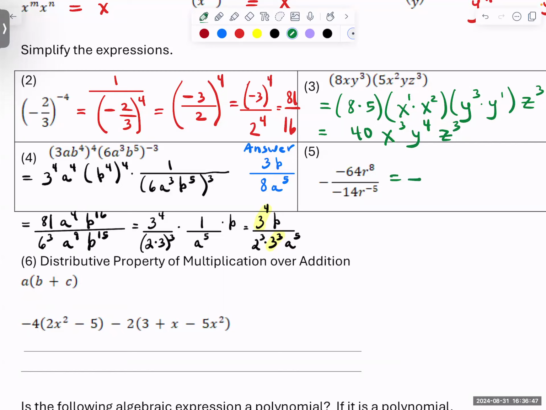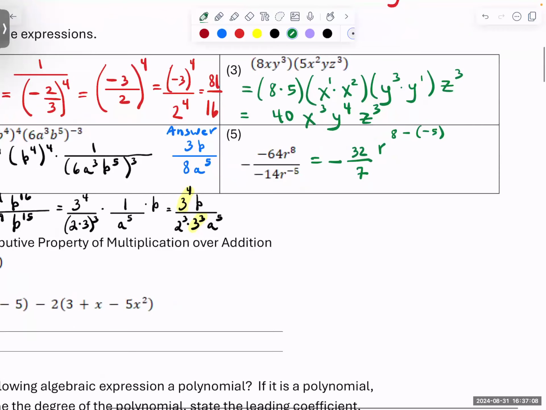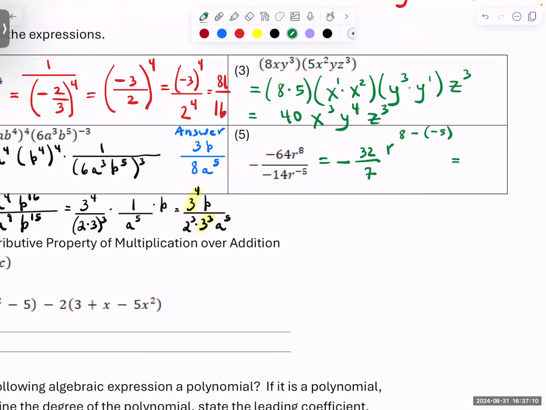64 and 14 are even. We can divide by 2. So half of 64 is 32. Half of 14 is 7. Now in dividing r's, we can apply the subtraction rule for exponents. 8 subtract negative 5, which equals negative 32 sevenths times r, and 8 plus 5 is 13.